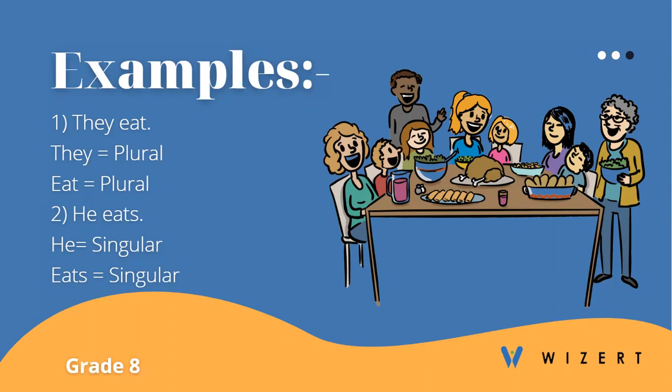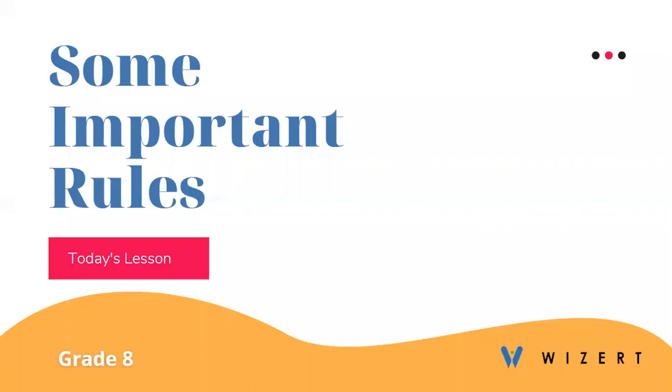Look at both the verbs very carefully. So when we remove the s from a verb, it becomes plural. But when we add that s in the end, it becomes singular. Therefore, eat is plural, whereas eats is singular. Subject-verb agreement has some important rules. Let us discuss them.